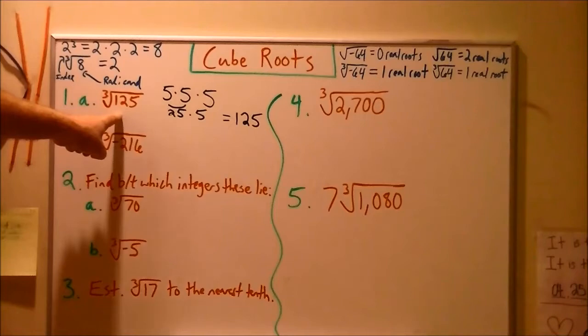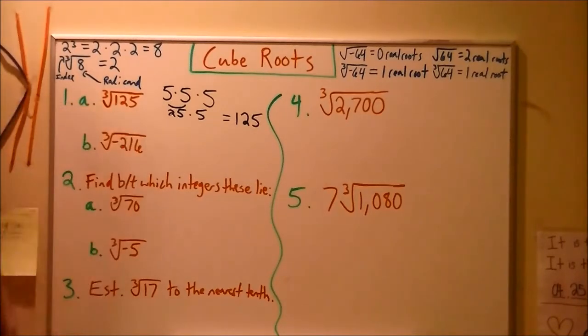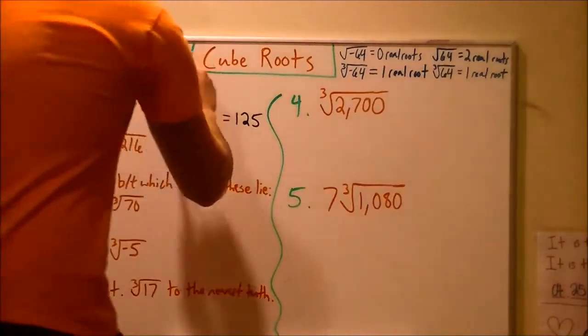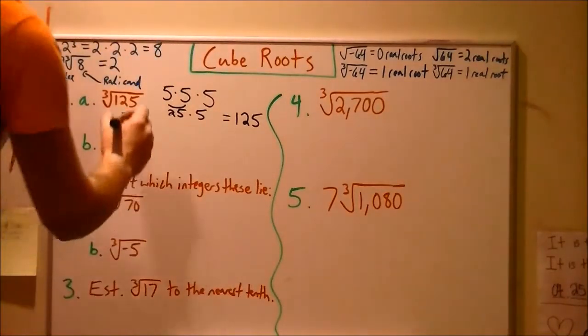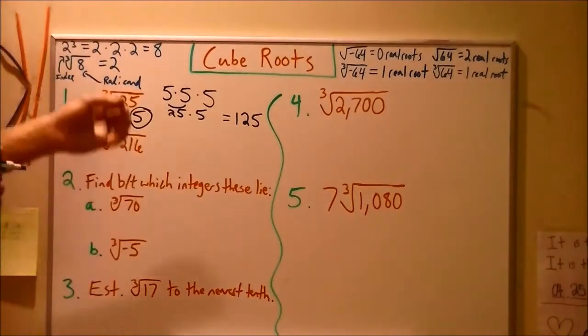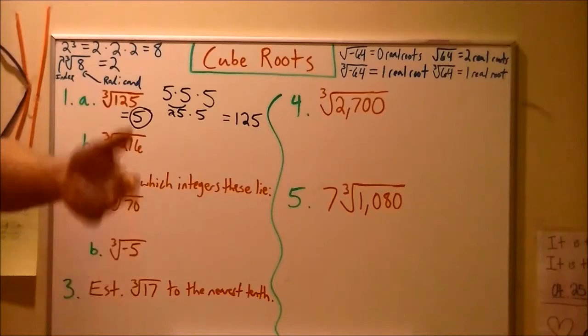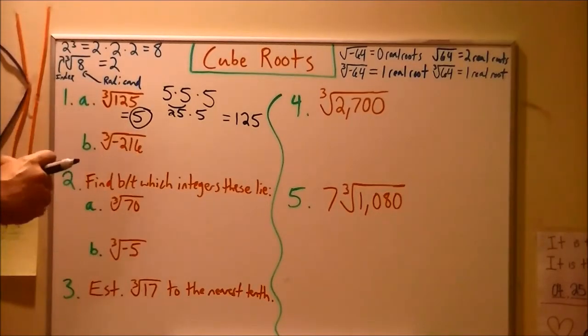Guys, what's the cube root of 125? It is the number 5. And that's my answer. Because in finding the cube root, I ask myself, what number times itself, times itself gets me to that radicand of 125? And that is the number 5.